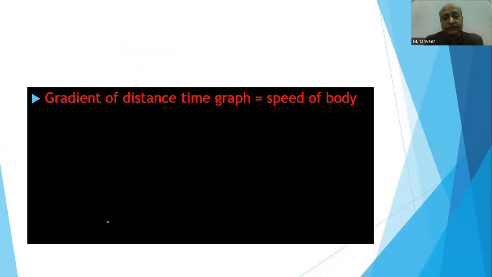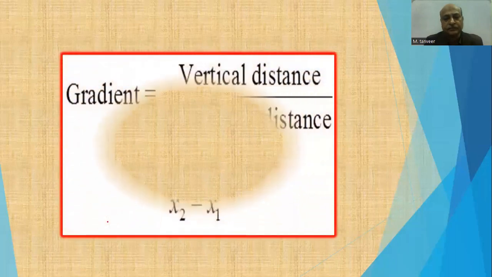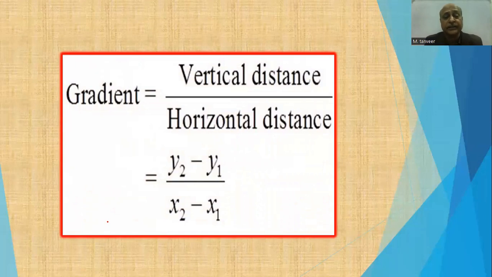Gradient of the distance time graph will give the speed of the body. Gradient, how will you get the gradient? Vertical distance over horizontal distance. That means you will take 2 points on the y-axis and these are y1 and y2. You will subtract these 2 points. Similarly, take 2 points on the x-axis, x2 minus x1. When you divide these 2 points, you will get the gradient. And this gradient will give the speed of the body.